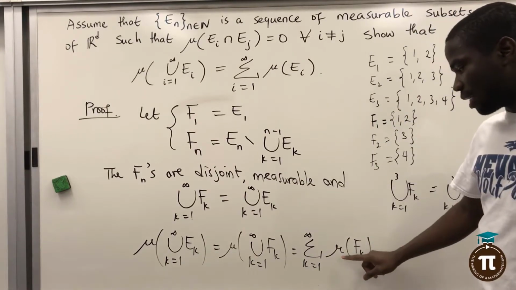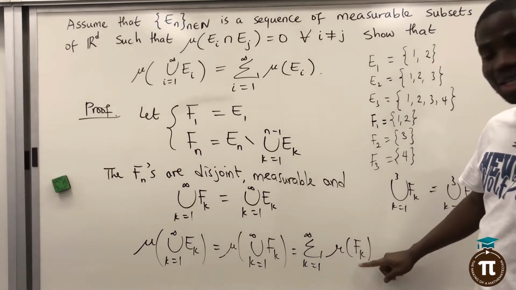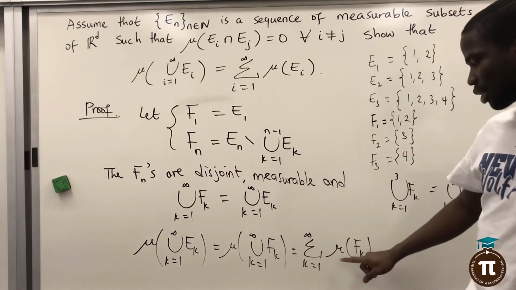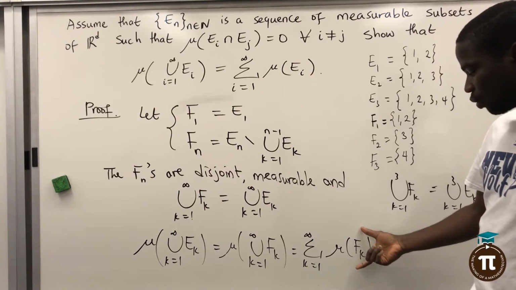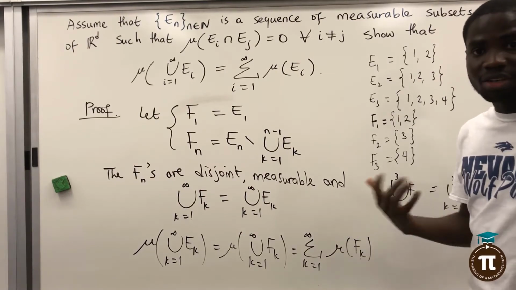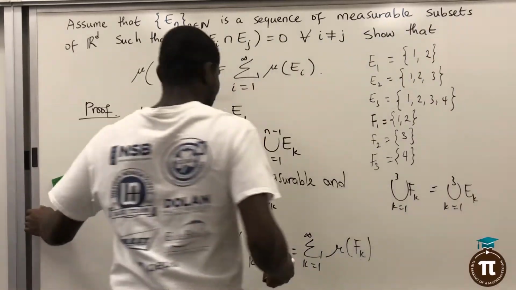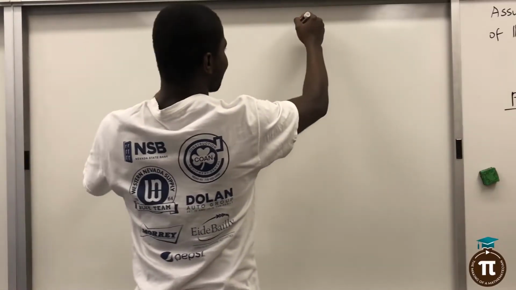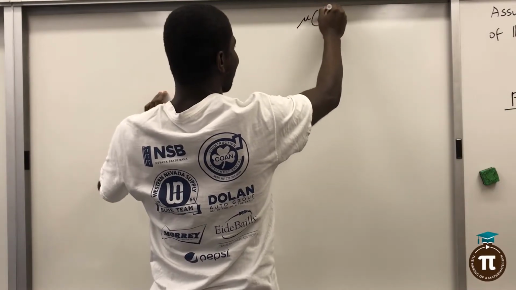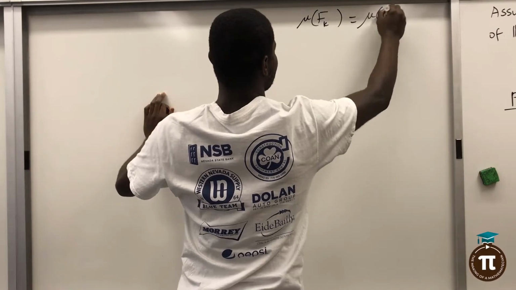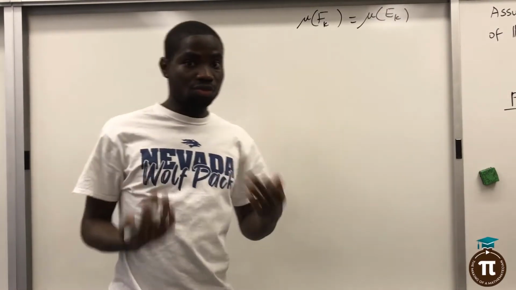Then if I can say this is equal to measure of Ek, of course I've already shown that it's equal to measure of Fk, but I need to show that measure of Fk is equal to measure of Ek. So that is what we are left to do now. I need to prove that the measure of Fk is equal to measure of Ek. That is the aim, that is the goal of what we need to do right now.